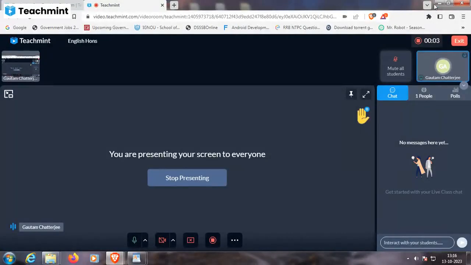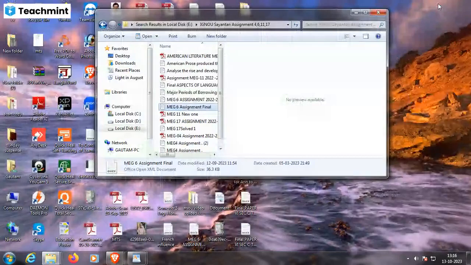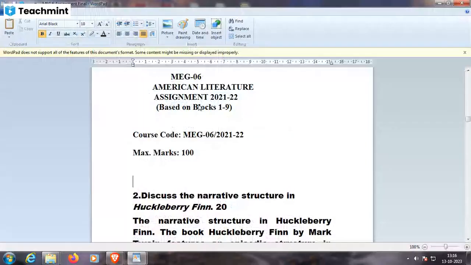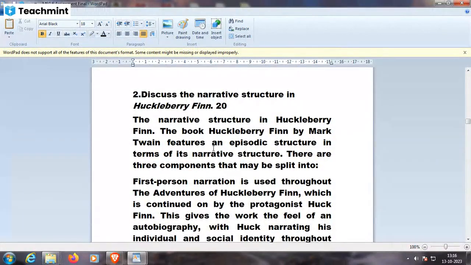The next important question for the students in this particular series of questions is: Discuss the narrative structure in Huckleberry Finn.